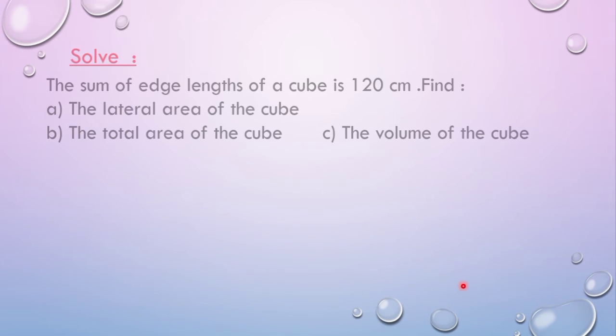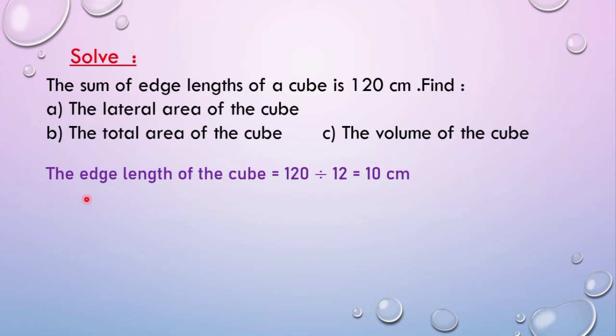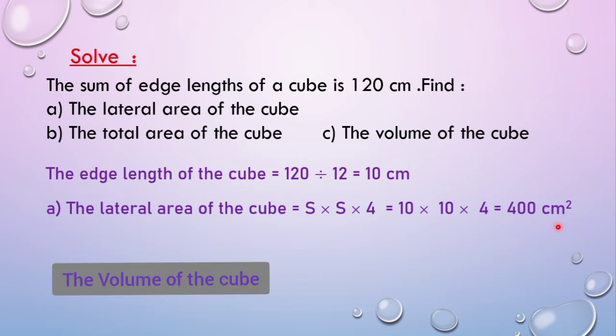The next: the sum of the edge lengths of the cube is 120 centimeters. Find A, the lateral area of the cube, B, the total area of the cube, C, the volume of the cube. Let's start. If we have the sum of edges, to get the edge length, I will make 120 divided by 12. So it equals 10 centimeters. And to get the lateral area, I will make side times 4, or 10 times 10 times 4. It's 400 centimeters square.